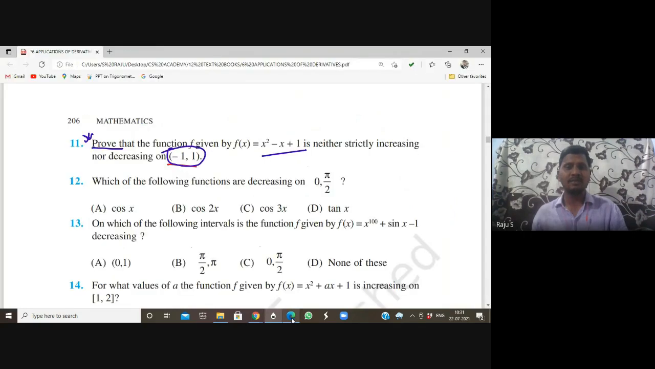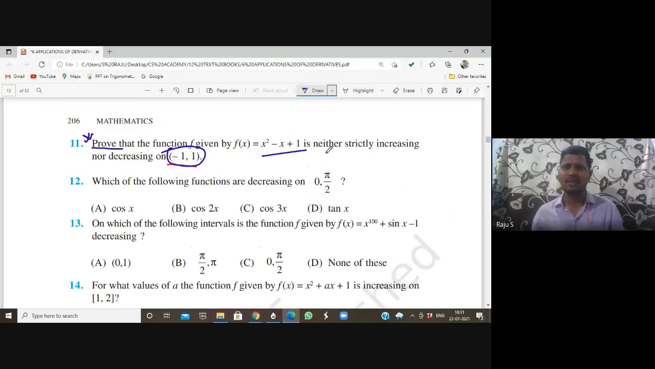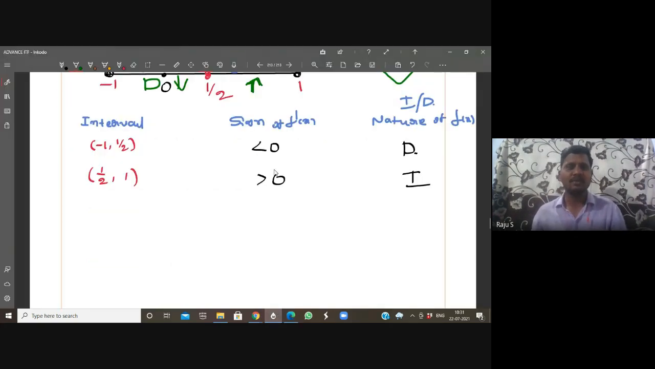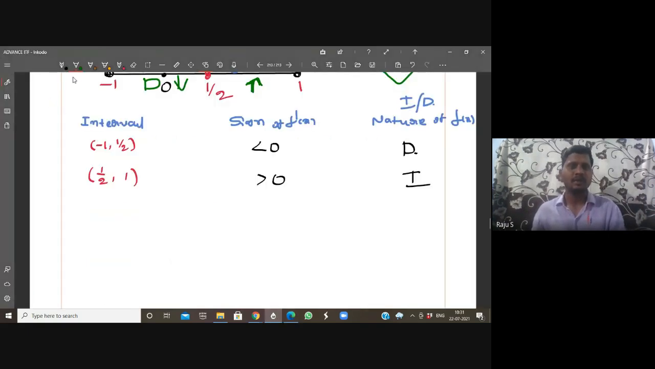Whenever decreasing then increasing, it is neither. Yes, same you can write. So clearly the given function is decreasing from -1 to 1/2 and increasing from 1/2 to 1. Hence the given function is neither strictly decreasing nor increasing in -1 to 1. That's all. You have to write directly, steps and all.